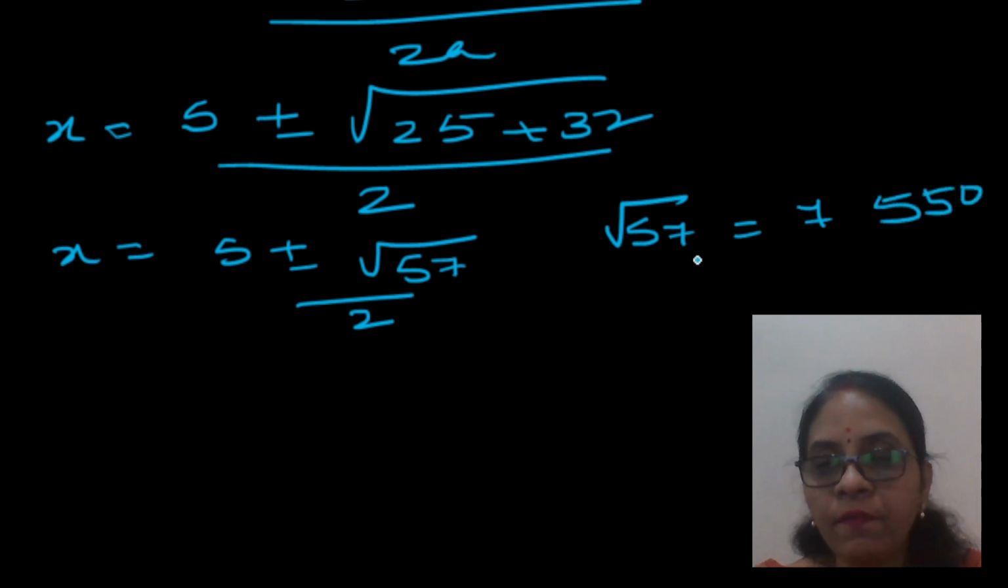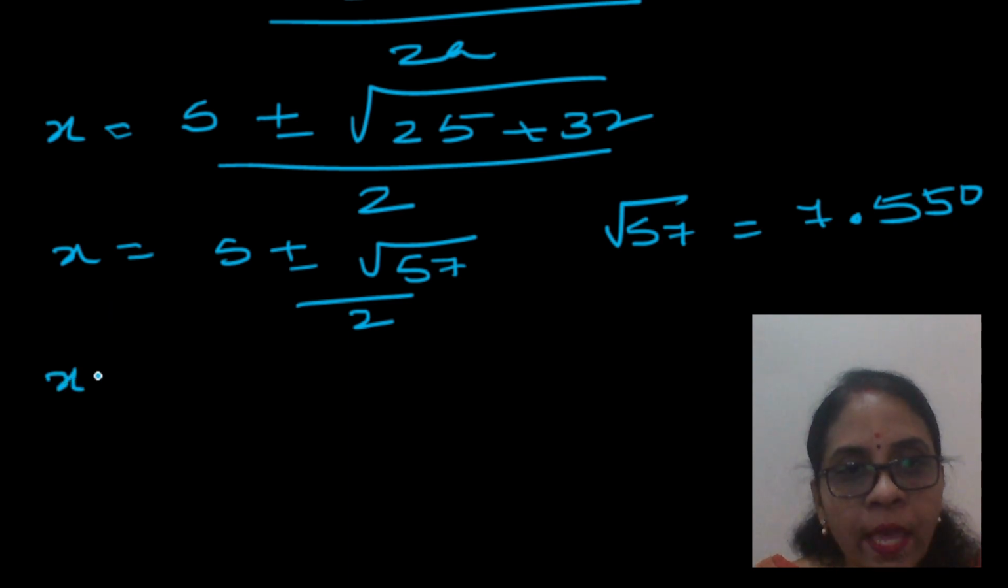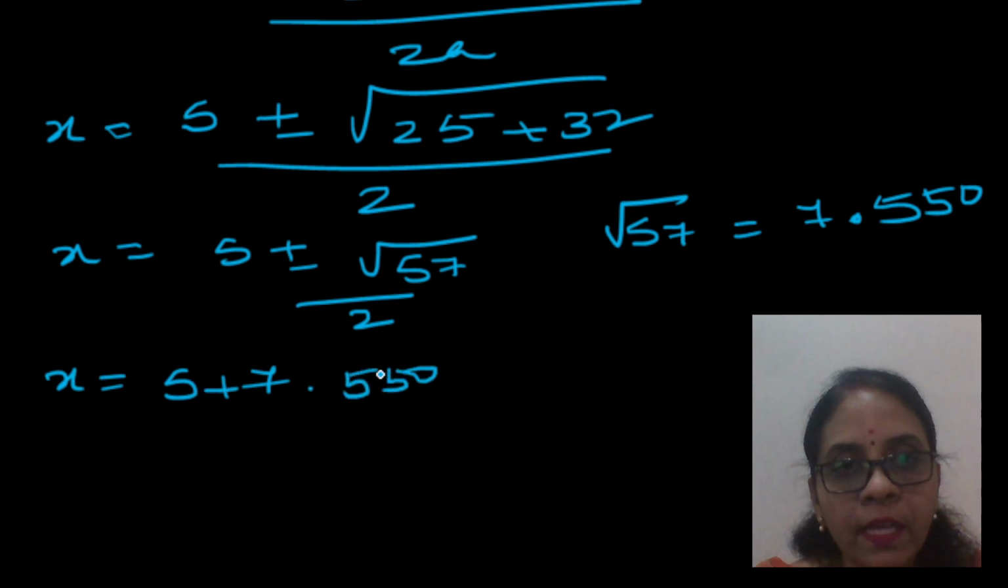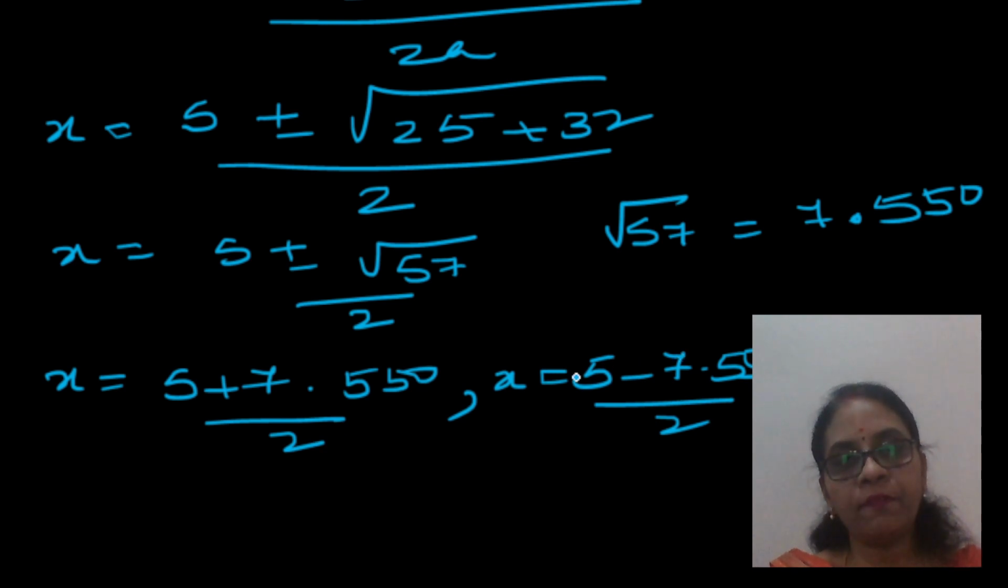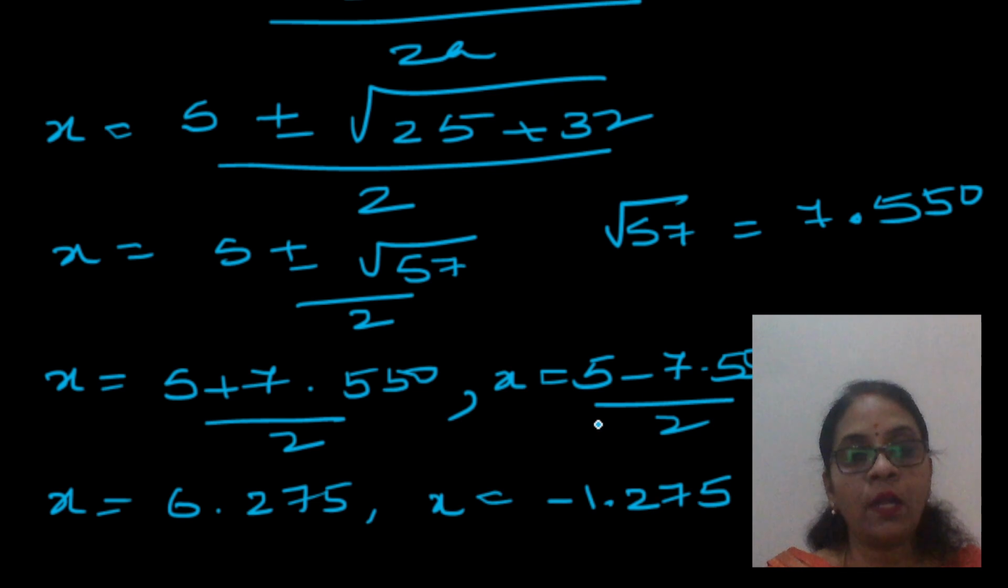7.550. So x is equal to 5 plus 7.550 by 2, which is 12.550 by 2, and x is equal to 5 minus 7.55 by 2, which is minus 2.55 by 2. So 12.55 by 2, x becomes 6.275 and x is minus 1.275. And what is asked to find?